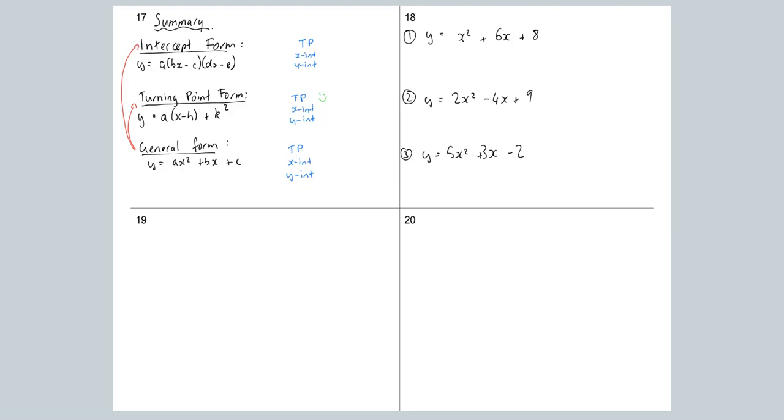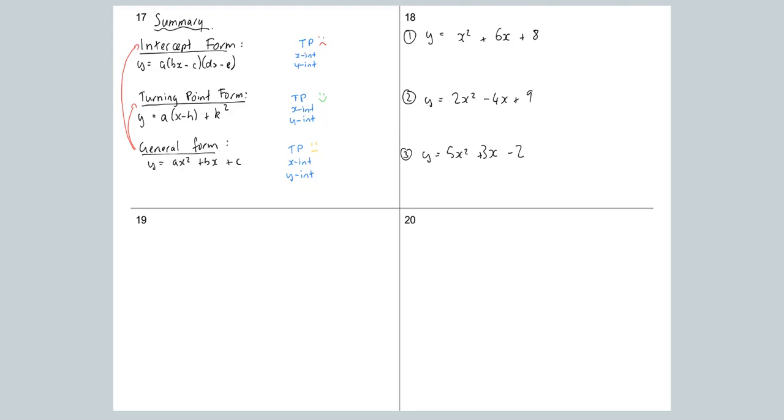If you've got it in intercept form, I would say that that's probably not too bad, but it's not that easy. It's okay. You do it by looking at the midpoint between the x-intercepts. If you've got it in the general form, I would say that the turning point is okay if you use negative b on 2a. It's not as bad as intercept form, but you can always use the midpoint between the x-intercepts as well.